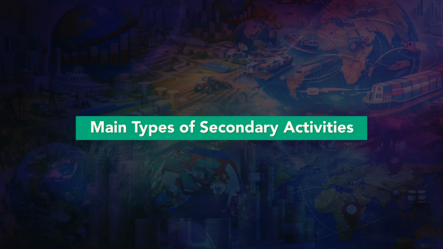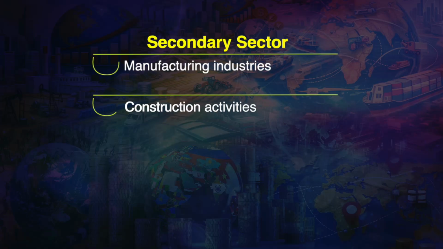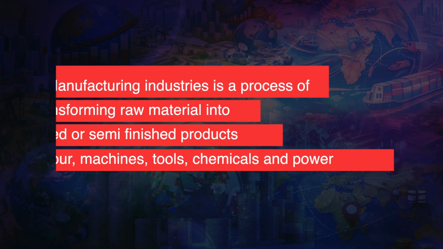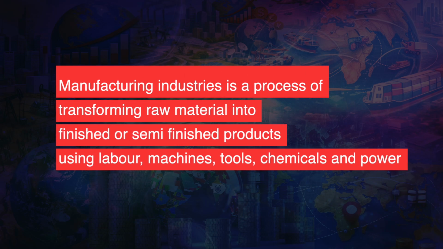Main types of secondary activities. The two main types of secondary activities are manufacturing industries and construction activities. Manufacturing is a process of transforming raw material into finished or semi-finished products using labor, machines, tools, chemicals and power. There are a few key features that you should remember when you think of manufacturing.